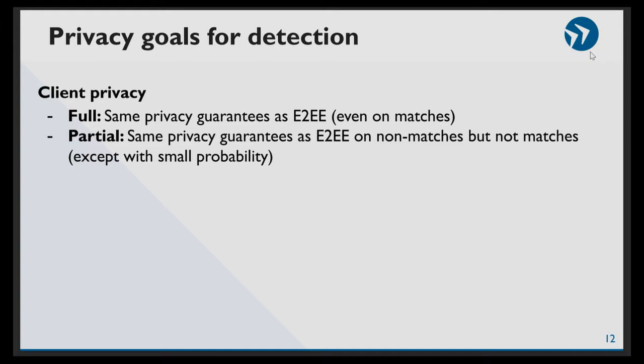And then there is a different proposal for what a partial client privacy system might look like, which is to say, if somebody sends a non-problematic message, then you have the same privacy guarantees as end-to-end encryption. If somebody sends a problematic message, maybe we're okay with losing some privacy in that case. So for instance, the image might get revealed to the server. This would be partial client privacy. But only, I should add, if it matches some kind of either list or model, and I'll talk about what that would be.